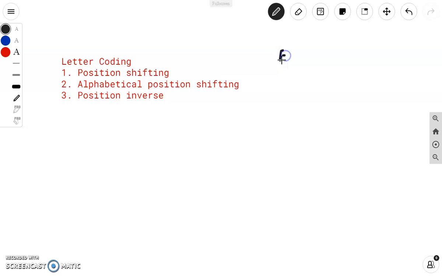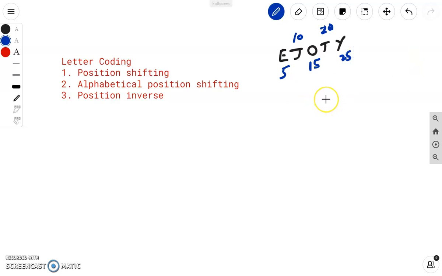E J O T Y. This rule is called EJOT. Why is this called EJOT? If you see these letters, E is the 5th letter, J is the 10th letter of the alphabet, O is the 15th letter, T is the 20th letter, and Y is the 25th letter of the alphabet.